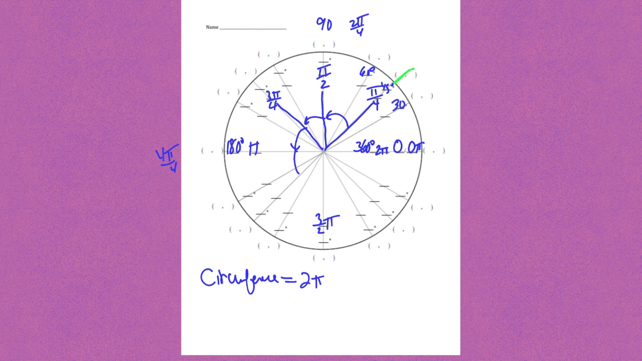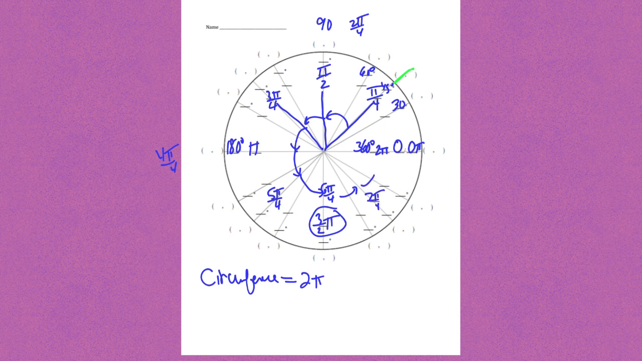You go another 45 degrees, you get 5 pi over 4. Notice it's improper, so it's more than pi. If you add another 45 degrees to here, you get 6 pi over 4. Well, 6 pi over 4 reduces to 3 pi over 2, so leave it like that. If you do another 45 degrees, you get 7 pi over 4.